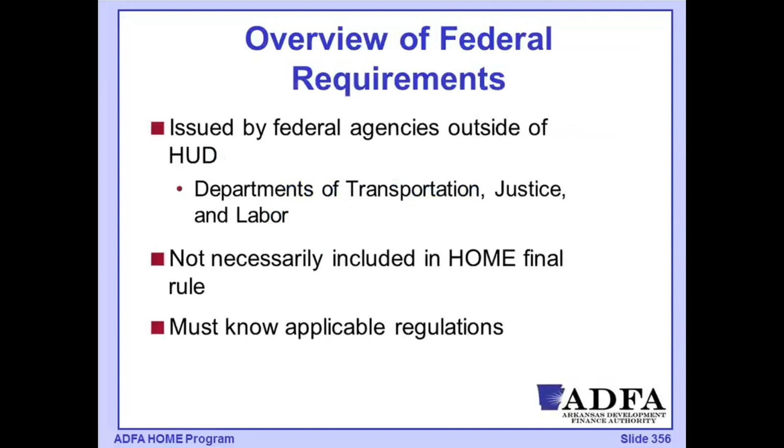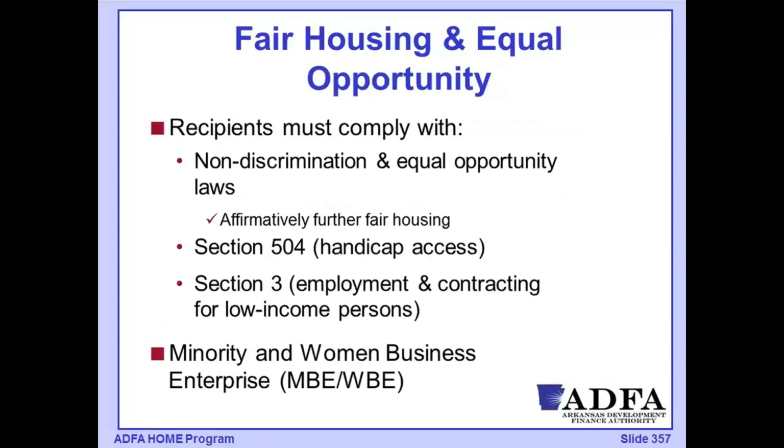So our federal requirements are things that are issued by other federal agencies such as transportation, justice, or labor. They're not part of the home final rule, but they're what we call applicable regulations, or you sometimes will hear people say these are the other federal regulations that are going to apply to your projects.